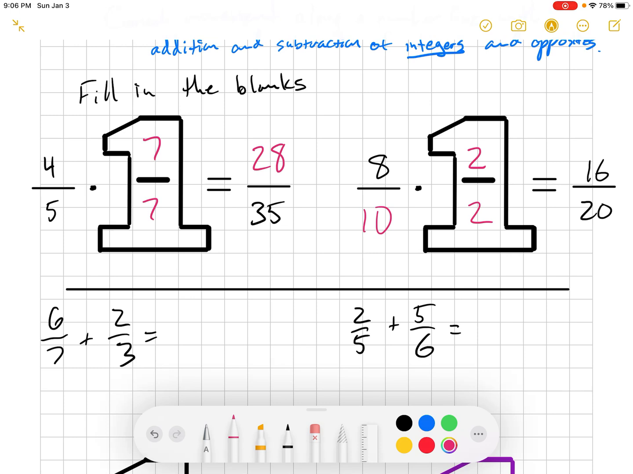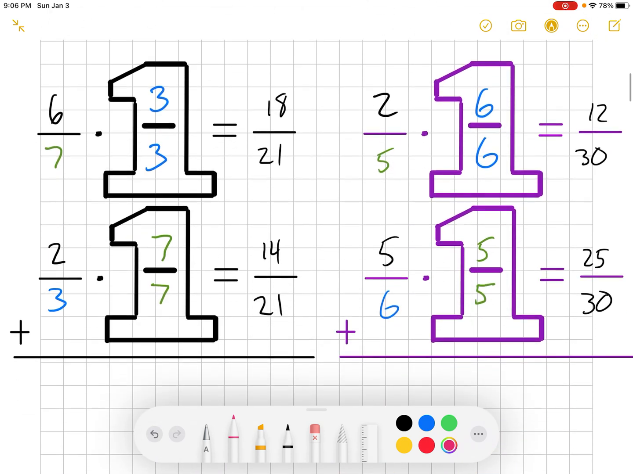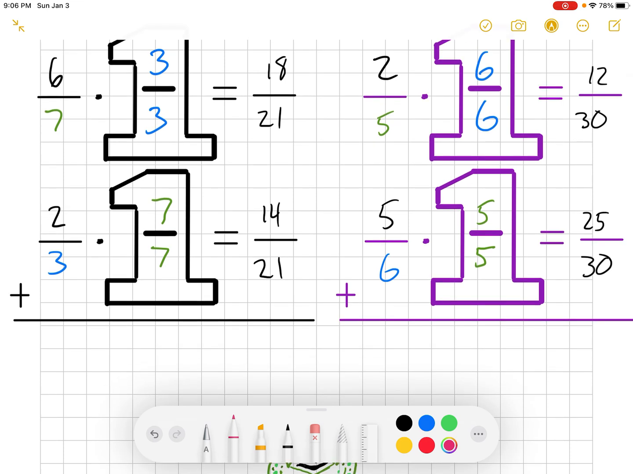Okay, hopefully you tried these two fractions down below. I actually showed almost all of the work right here. On the left side there, in the black giant ones, we had 6/7 plus 2/3. I was working on multiplying it, and I used the colors here. You notice I used the 3 from the 2/3 to create the 3 over 3, and I used the 7 from 6/7 to create 7 over 7. And those giant ones helped me to create 18/21 plus 14/21. I have to have those common denominators, right? 18/21 plus 14/21 is 32/21.